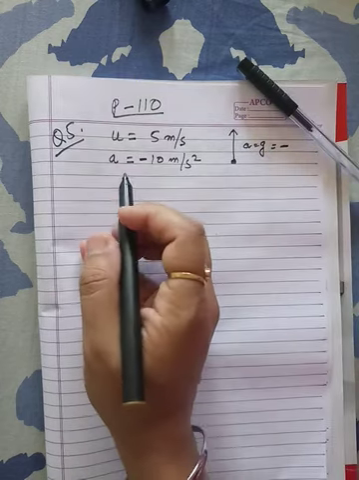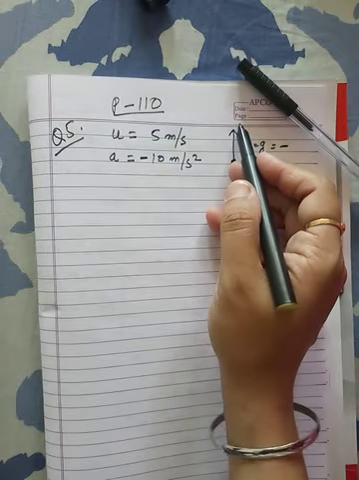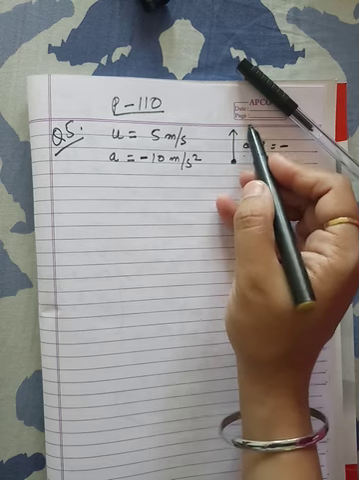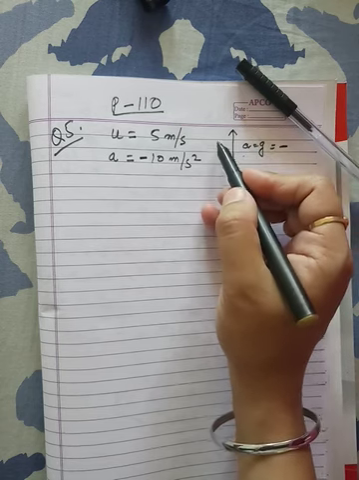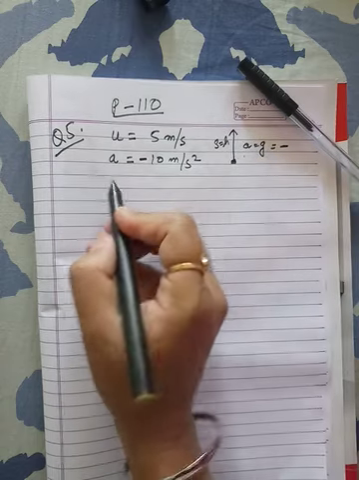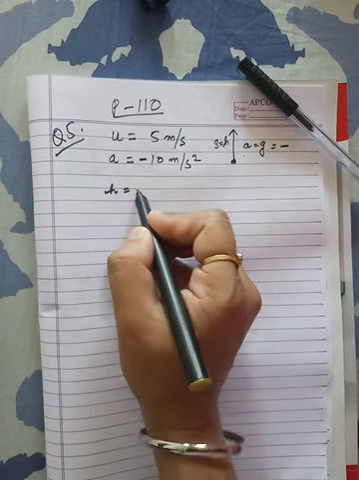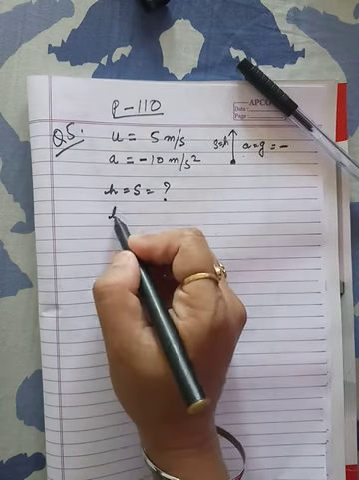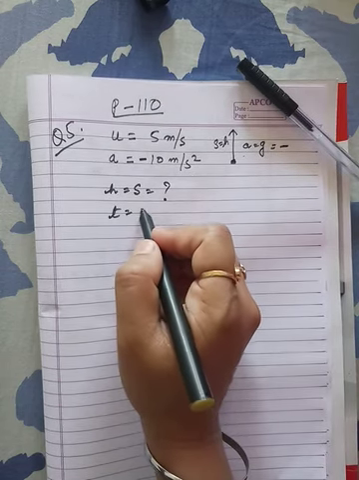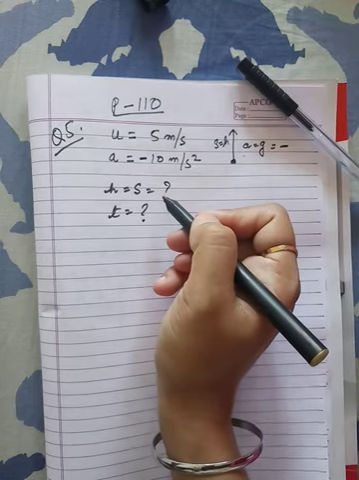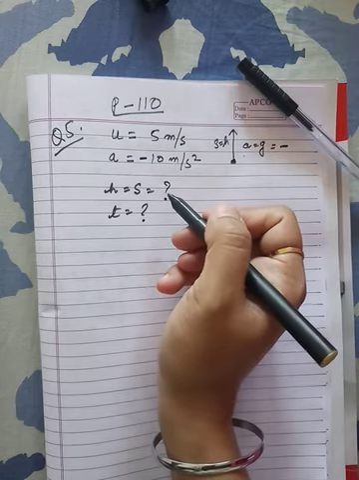And how much height it is attaining, that means s, which is height, that we have to find out. H, that is s, we need to find out, and how much time it will be taking to reach that height. Fine. So what are the things given?